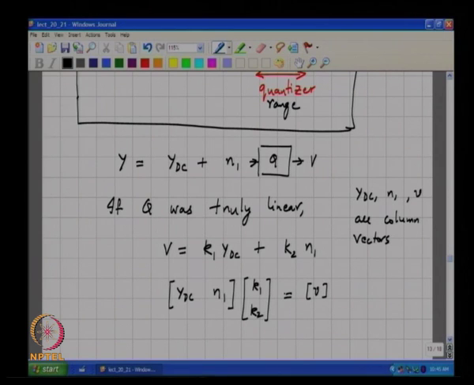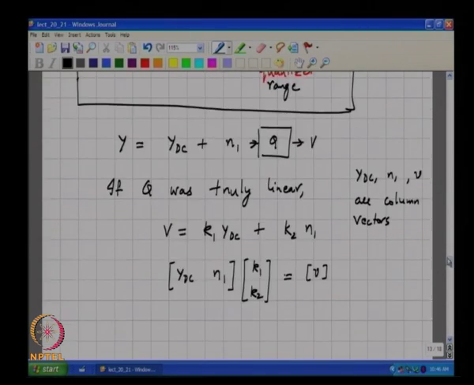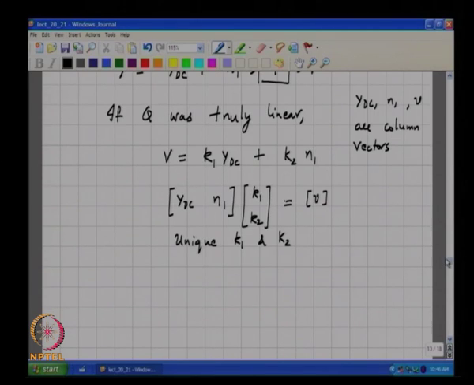So when you have more equations than unknowns, the problem is overconstrained, and you can solve this equation and you will get a unique k1 and k2, all right. Now, what do you think will happen?